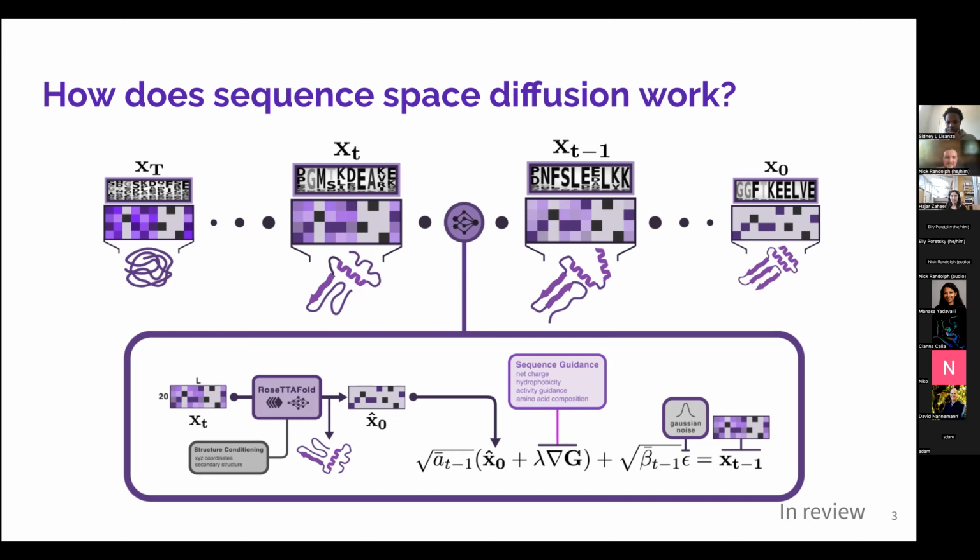I have a technical question on this slide as well. Just curious, is there a reason why it predicts X naught as opposed to predicting the noise component and calculating X naught, like some of the image generating diffusion models do?